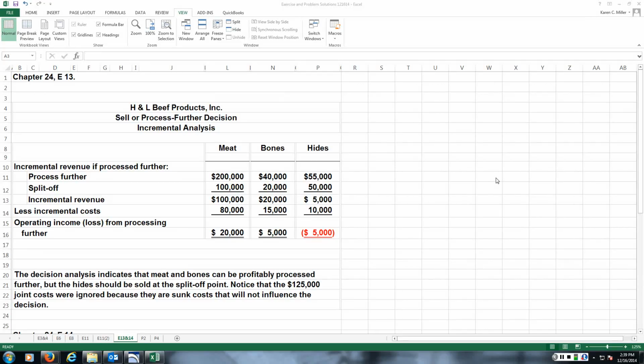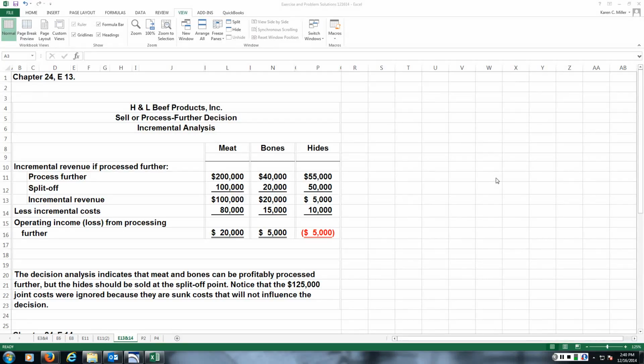So if you'll look at exercise 13, which deals with H&L beef products, processing cattle, they currently sell meat as sides of beef, or they can process it further into final cuts. It says, as a part of your company's strategic plan, management has considered new markets for their meat byproducts. And so the production process currently separates the hides and bones for sale to other manufacturers. They are trying to determine whether it would be profitable to continue to process those hides into leather, or to continue to process those bones into fertilizer.